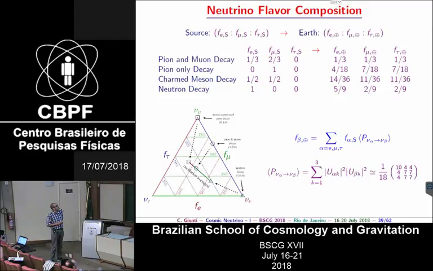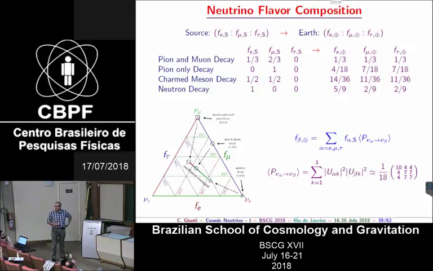In the case of charmed meson decay, then practically electron and muon neutrinos are produced with the same probability, so you have one half and one half. And in the case instead of neutron decay, then you have a production of only electron neutrinos. Then you can connect these fractions of the different flavors, which is in the source, to the one at the Earth, just by making this calculation with the transition probabilities.